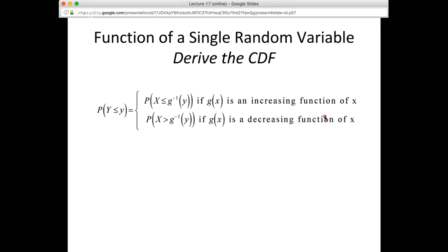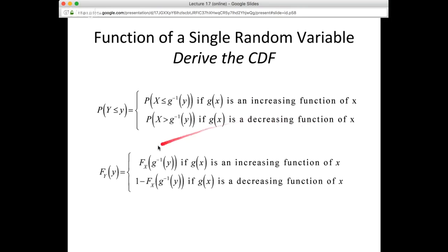So here's the summary. We've got two different choices for the probability that the random variable y is less than or equal to little y, depending on whether g of x is an increasing function of x or a decreasing function of x. That's fine, but remember, these are just the definitions of the CDF. So we can write the CDF for y in terms of the CDF for x, with two choices depending on whether g of x is increasing or decreasing.